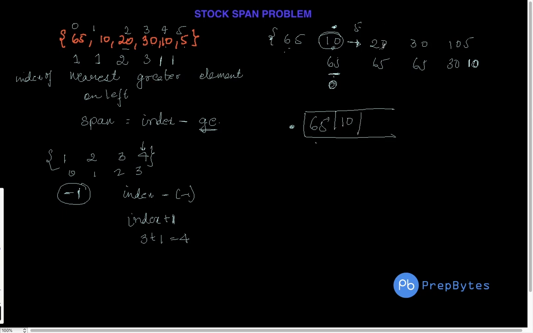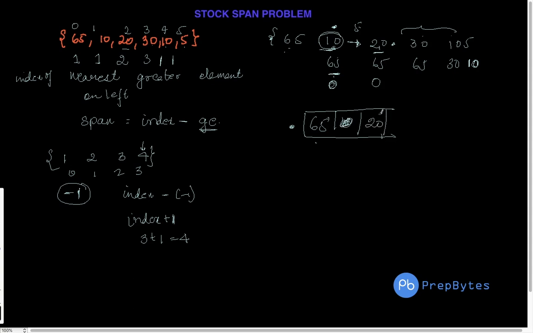Now I check for 20. Is 10 greater than 20? No. Is 65 greater than 20? Yes. So for 20, the greater element is 65, the index is 0. Now, if I have to calculate the greater element for all the elements after 20, is there any possibility that for any of them the greater element is going to be 10? No, that is never going to happen, because we already have an element which is 20 and it is greater than 10. So there is no point of keeping 10 here. So I remove 10 from here and I put 20.